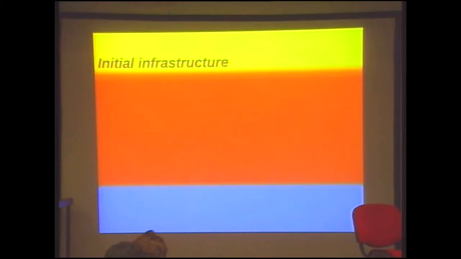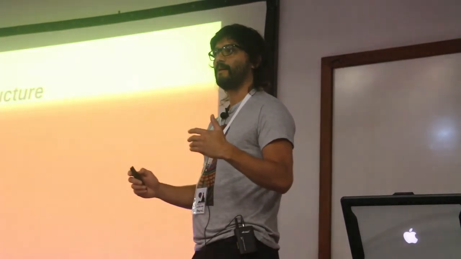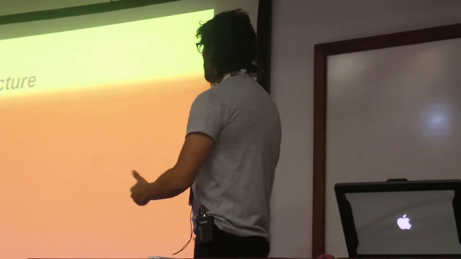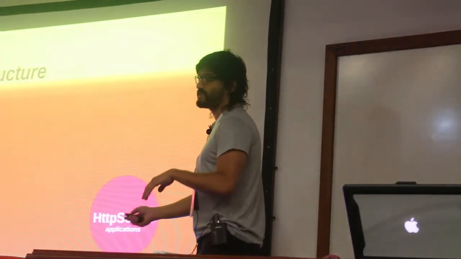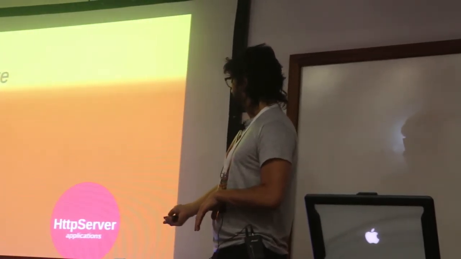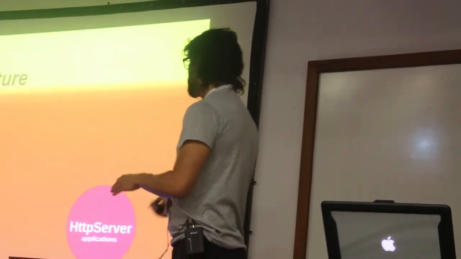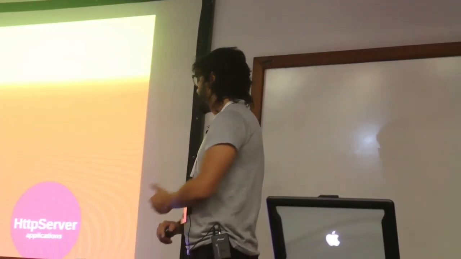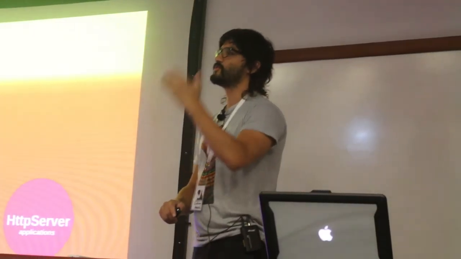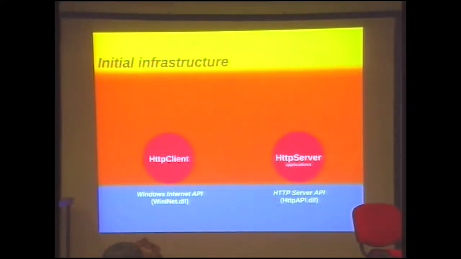So, a year and a half ago, when we had this initial requirement of making VetroVR available from the web, we started at this point. We counted on this initial infrastructure, which was an HTTP server implemented on top of this Windows library. This was a very basic implementation of an HTTP server. And then we also have an HTTP client implemented on top of WinInet, which is another library coming with Windows, because VetroVR consumes services from other applications, right?